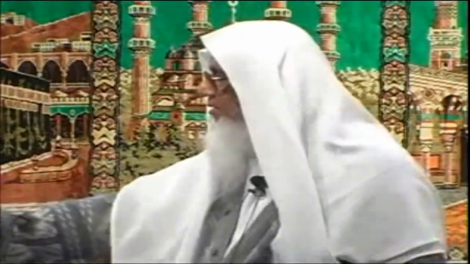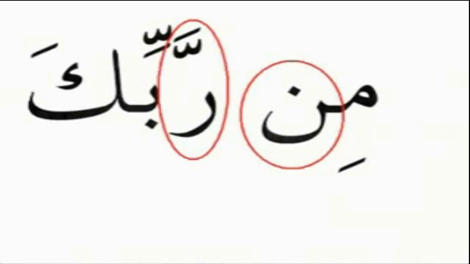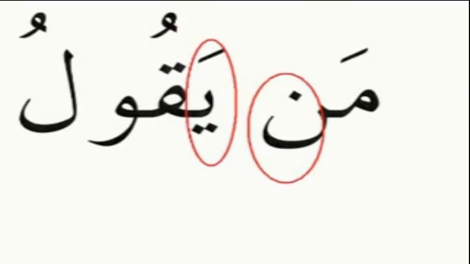Ikhfa and Idgham are indicated by this device. The noon has no sukoon, and the following letter, if it has shadda, that means it's complete Idgham. If it has no shadda, it is partial idgham, or it is ikhfa.